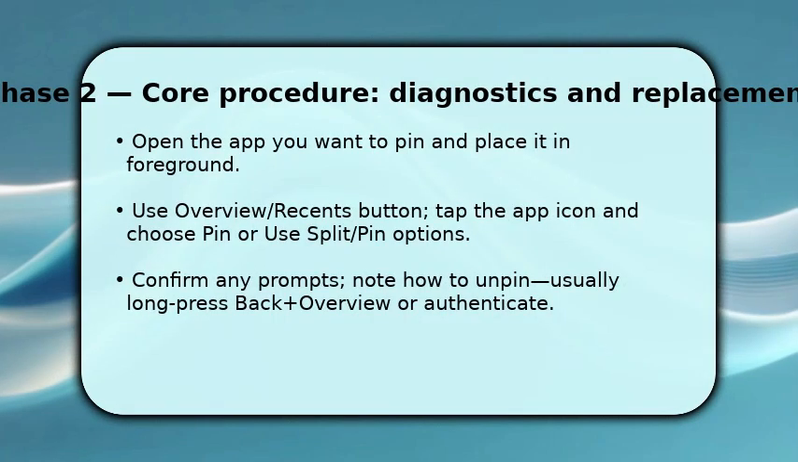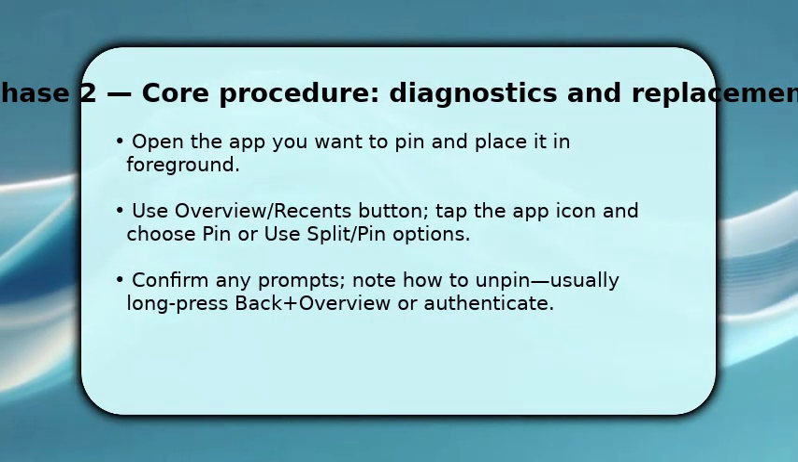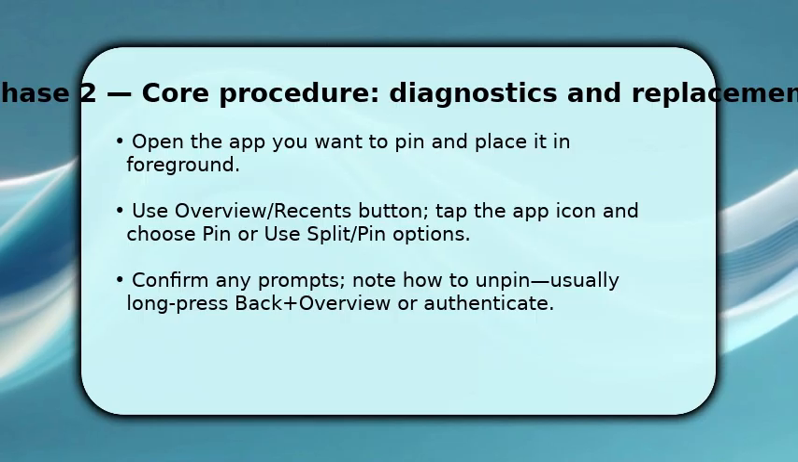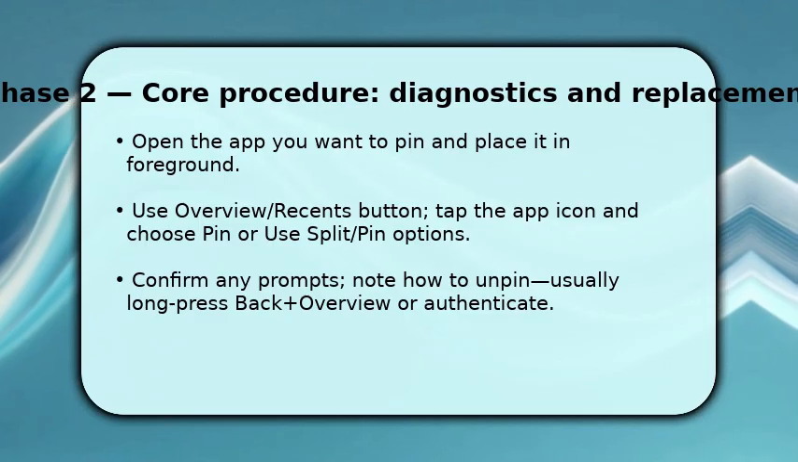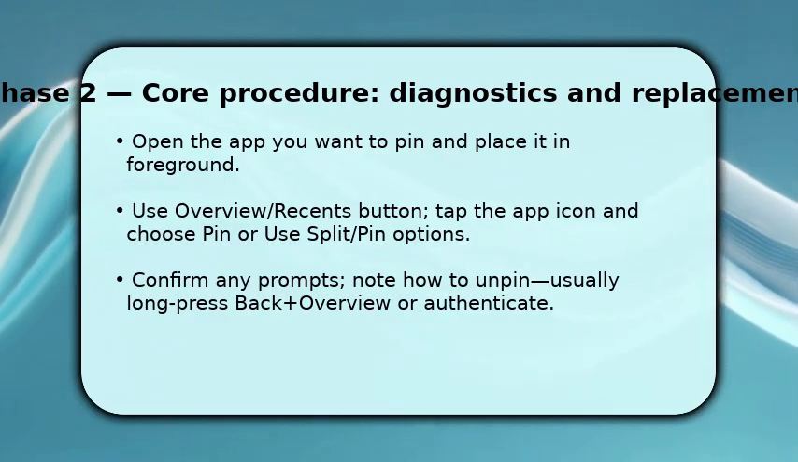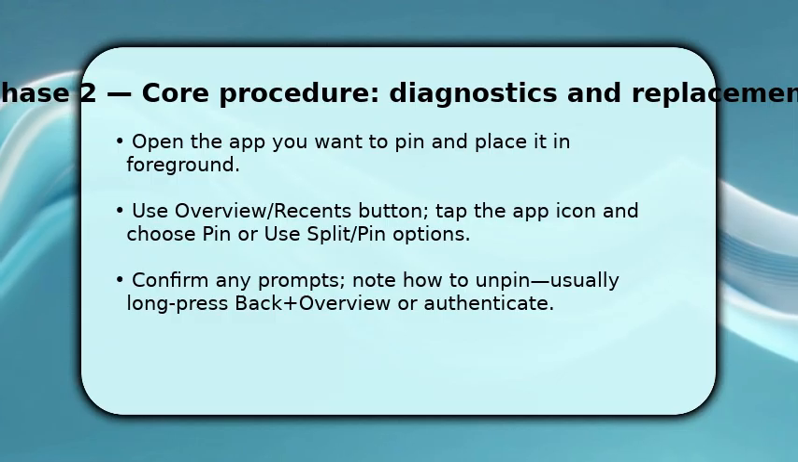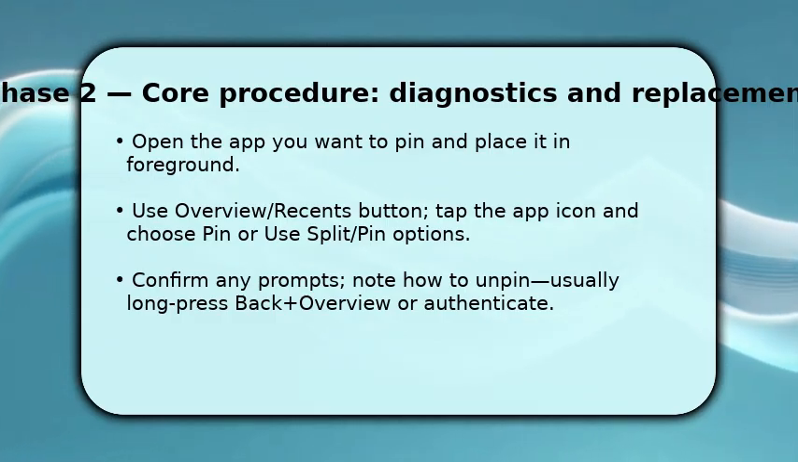With pinning enabled, open the app you want to lock to the screen and bring it to the foreground. Next, tap the Overview or Recents button, locate the app card, then tap the app icon or menu and choose Pin or Pin this app. Confirm the prompt that explains how to exit the pin state.